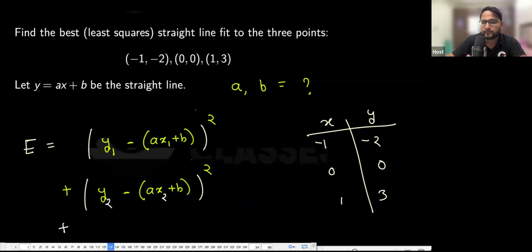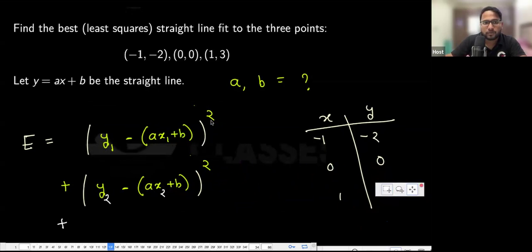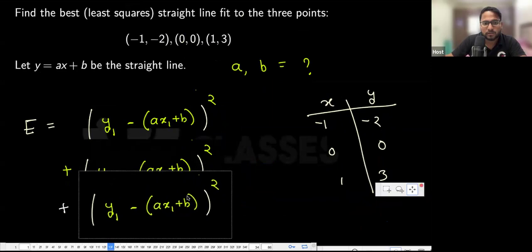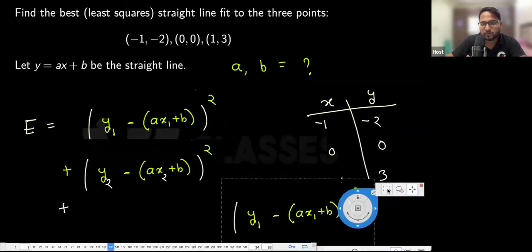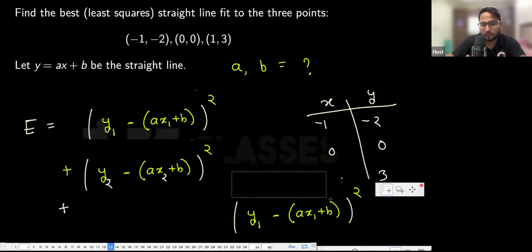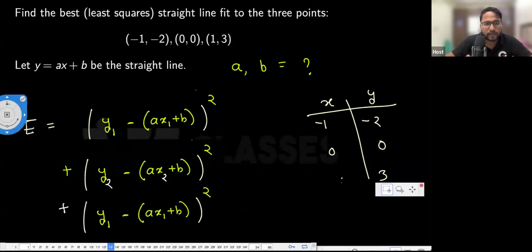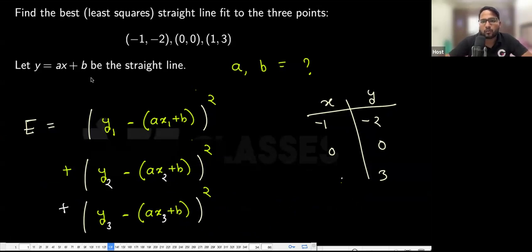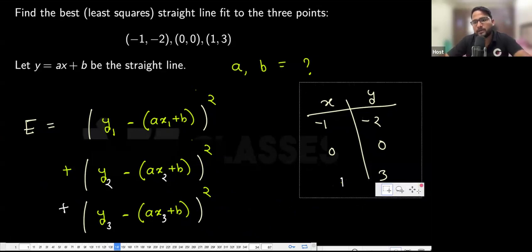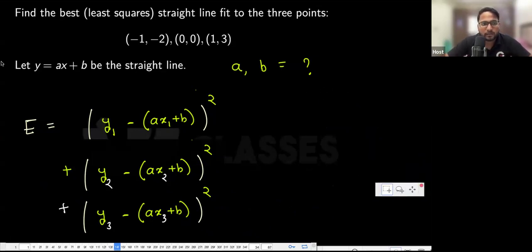Now plus, what will you do? You will say that let me just add for y3 also. So here you will be writing for y3. Right? This is the total error. Now, what you will do is substitute the values of x and y. Let's just quickly do it, and then you will find a and b.